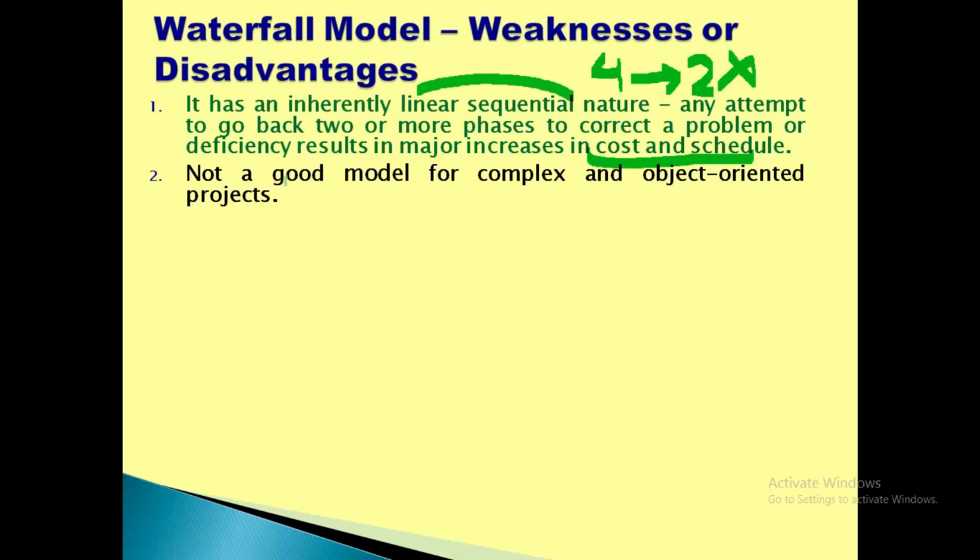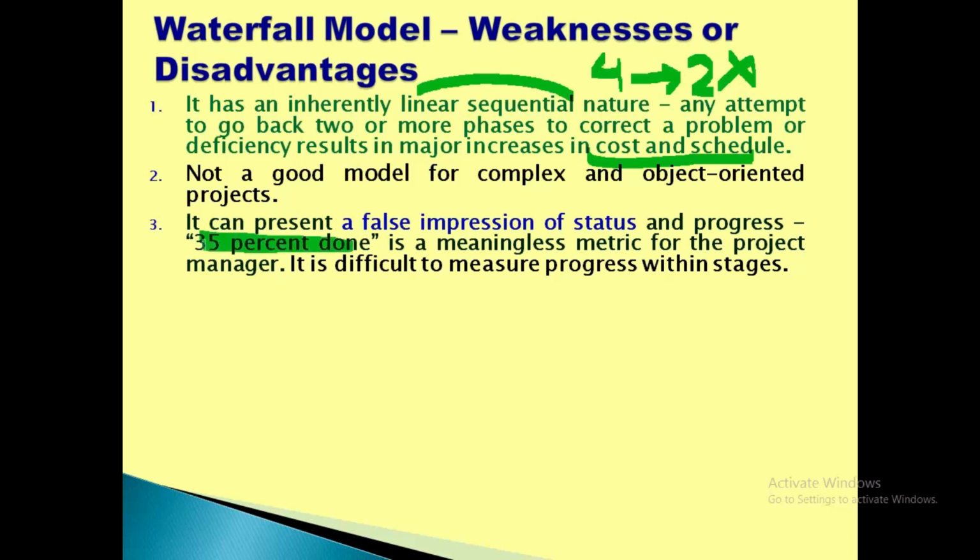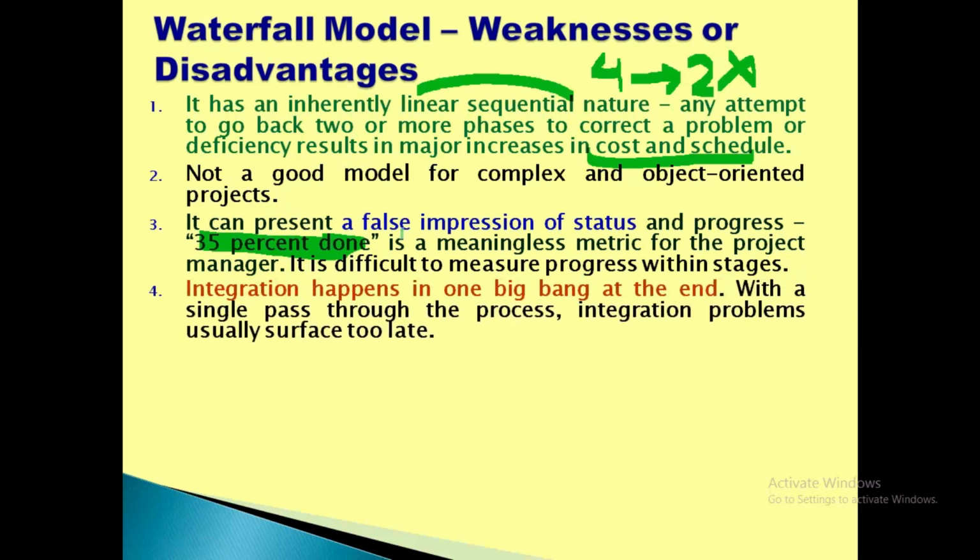Point 2. The model is not good for complex and object-oriented projects. Next, for example, if we say 35% of the project is done, it is a meaningless metric for the project manager. No project manager can judge its exact progress if the chart shows 35% done. This is actually a false impression of status. So it is not easy to measure the progress within the stages. That is why it is said it is difficult to measure the progress within the stages in the waterfall model.